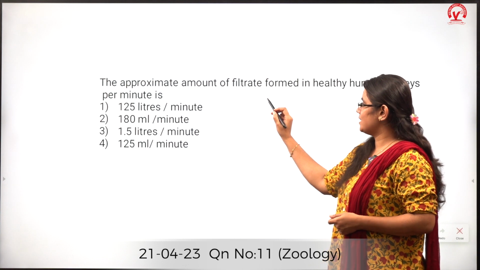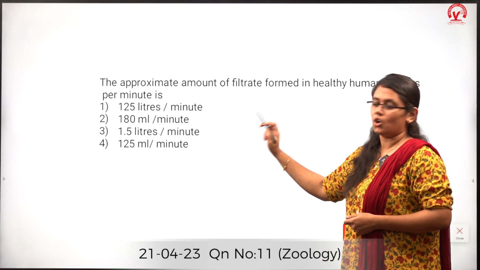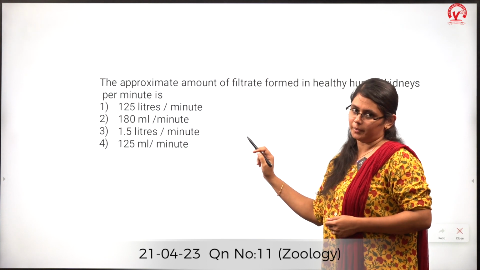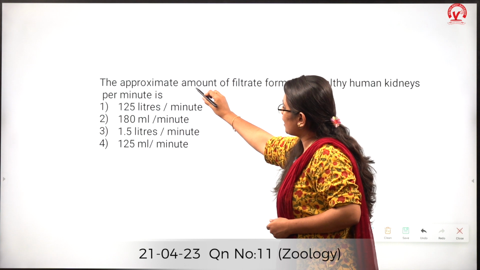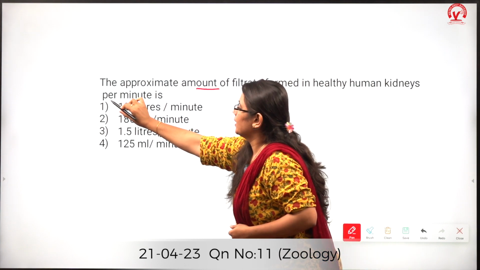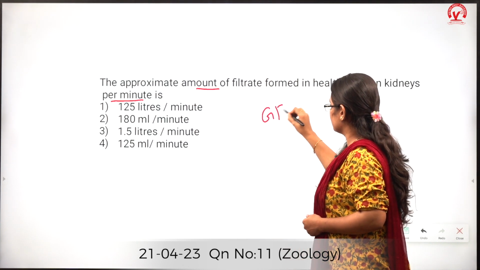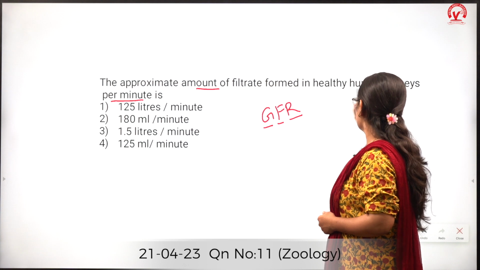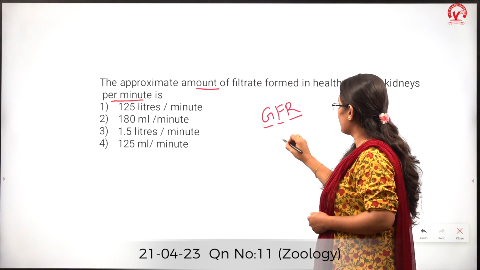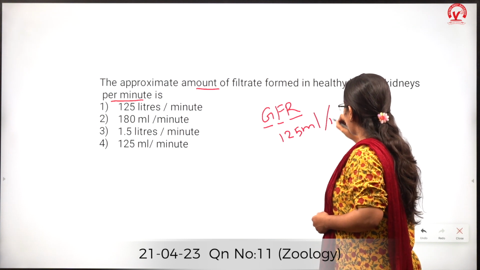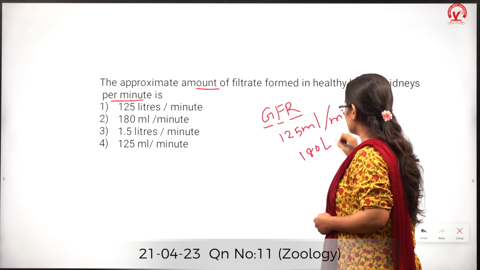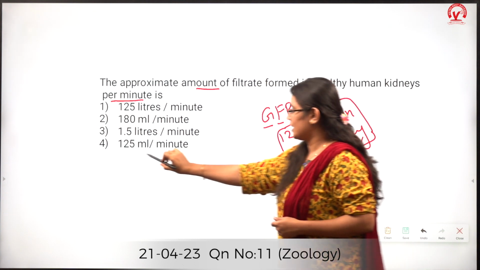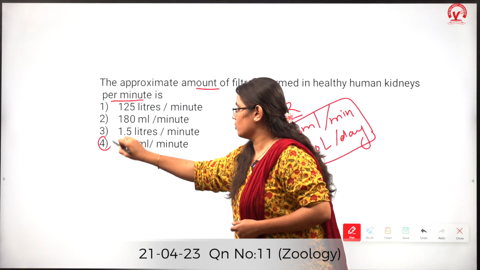The approximate amount of filtrate formed in healthy human kidneys per minute is, the options are 125 liters per minute, 180 ml per minute, 1.5 liters per minute and 125 ml per minute. So, here we have to see, they have asked about the amount of filtrate formed in healthy human kidneys per minute, which is also known as GFR, that is glomerular filtration rate. So the definition of glomerular filtration rate is the amount of filtrate formed in human kidneys per minute. So the answer will be either 125 ml per minute or 180 liters per day. So you have to check whether the options have these numericals. So we can see the option has 125 ml per minute. Option 4 is the right answer.